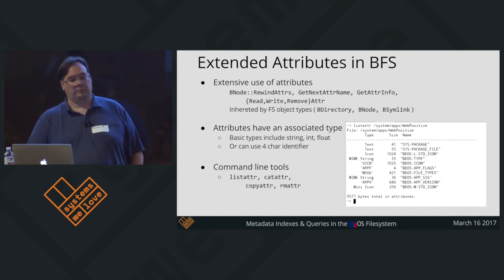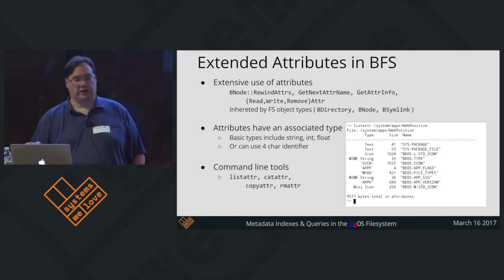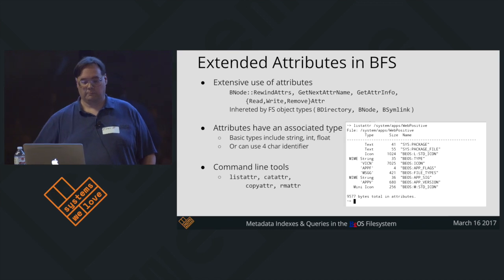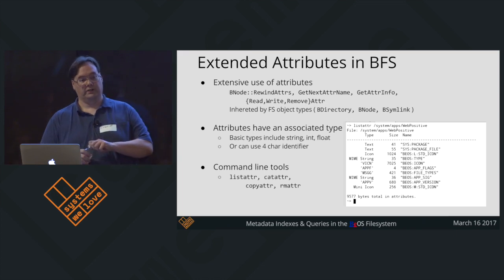Now with the extended attributes in the BeOS, you had the node object, which is your main interface into the storage, and all of the different types of file system objects inside the storage would be just descendants of the node object, whether it's a directory, an actual file, or a symlink.